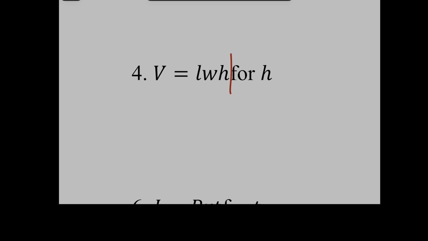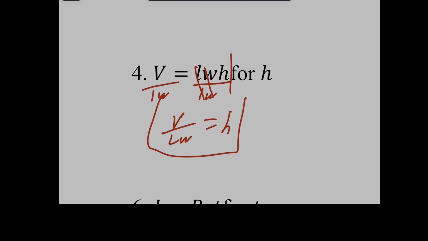Okay, now I'm going to solve for h. Volume equals length times width times height. Solve for height. Well, the l and the w are multiplying by the h, so we're going to divide. Remember, whenever we need to rearrange the furniture, move things to the other side of the equal sign, we just do the opposite. They're going to cancel out, and I get v over lw equals h.